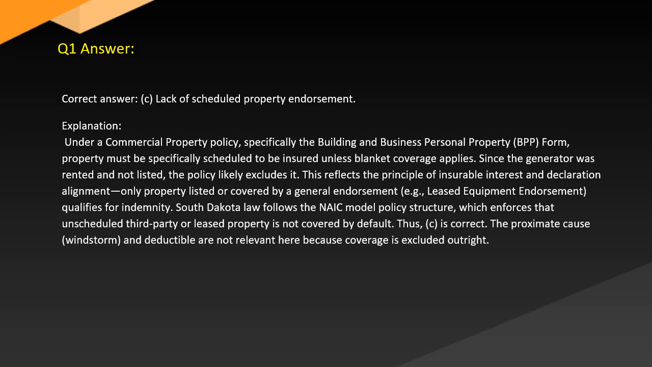Only property listed or covered by general endorsement, e.g. leased equipment endorsement, qualifies for indemnity. South Dakota law follows the NAIC model policy structure, which enforces that unscheduled third-party or leased property is not covered by default. Thus, C is correct. The proximate cause, windstorm and deductible, are not relevant here because coverage is excluded out.